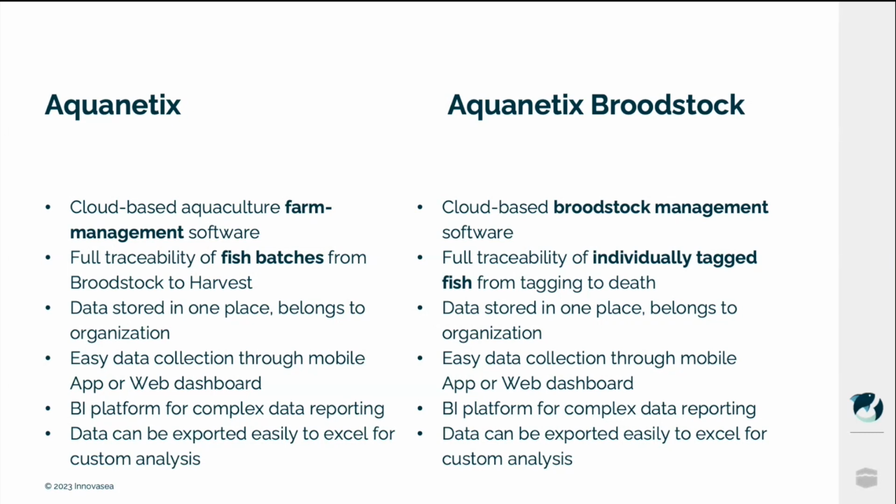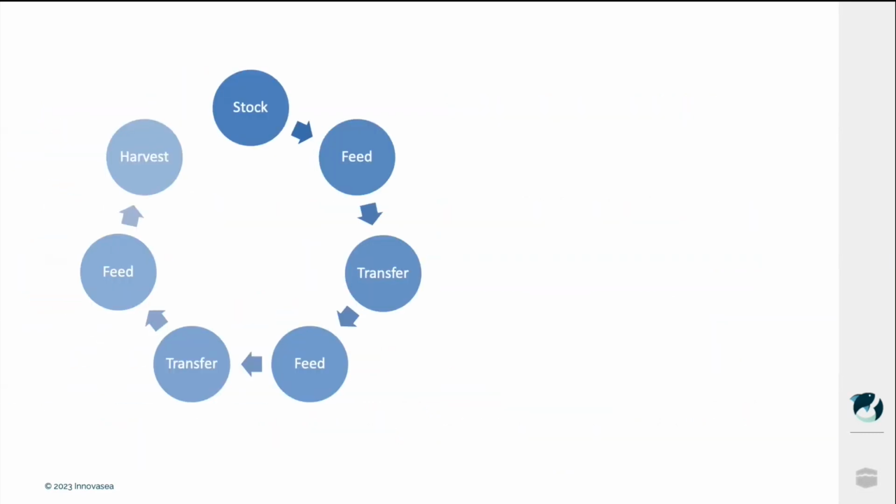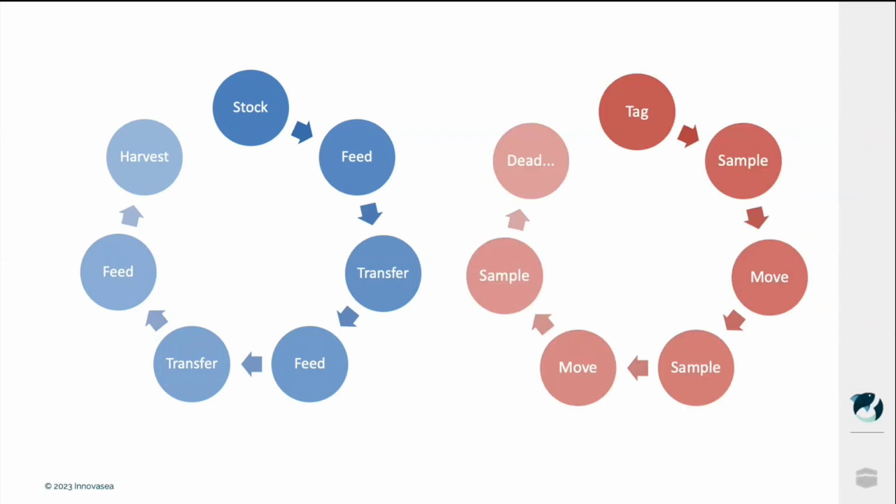Again, it uses the same platform for data collection, also the mobile app and the web dashboard, and we also have the BI tool for data analysis. So basically, from this scheme where you have a group of fish that you stock, you feed, you transfer to another tank or cage, you feed, you transfer again until you harvest, we added this possibility of tagging a fish. The fish enters the system, you sample, you do whatever you do to that fish, move it around the system from tank to tank until the fish is either dead or removed from the system.